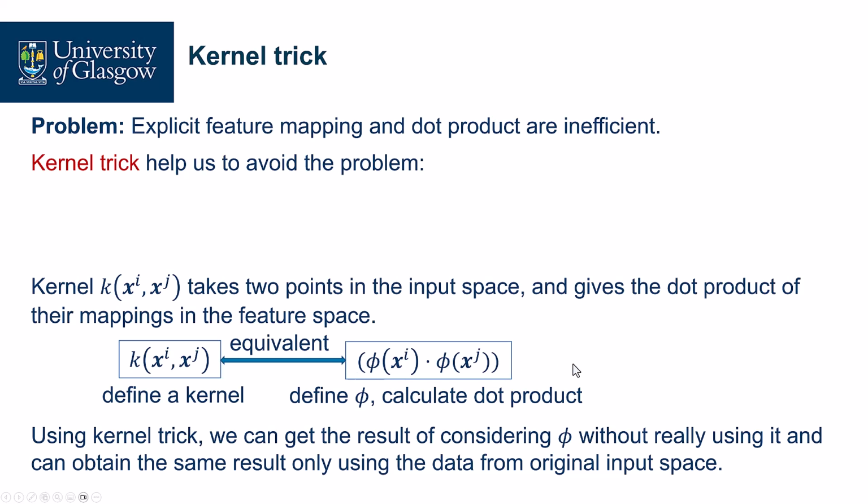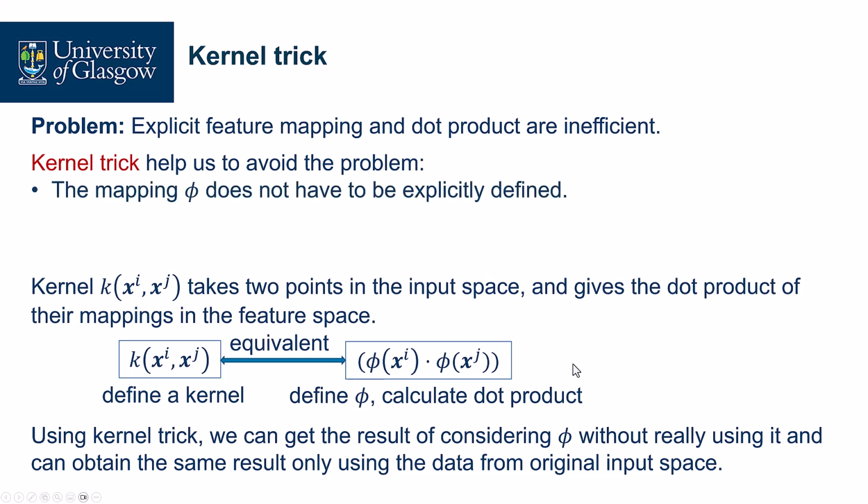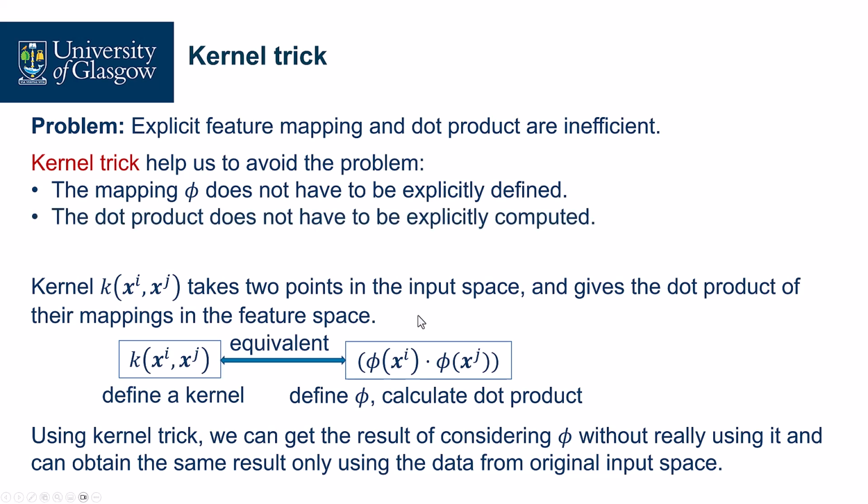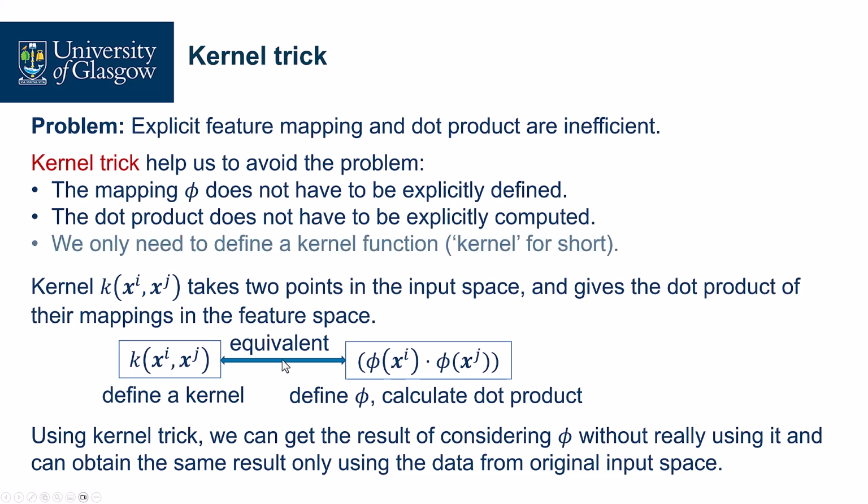So in this way, the mapping function phi doesn't even need to be defined, because we don't even use it. And the dot product in the feature space doesn't need to be computed, because we only compute the dot product here in the input space. So we only need a kernel function and we can finish this complex calculation. The time saved is a lot, right?